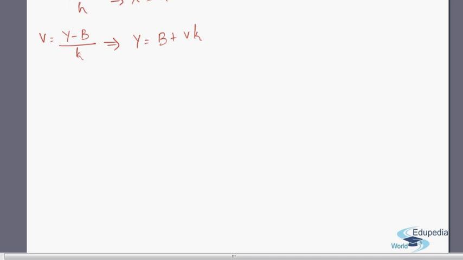In the same way, if I have to find the mean of x, x bar will be equal to a plus u bar h, right? The mean of u multiplied by h, the form remains the same. In the same way, the mean of y will be equal to b plus v bar k. Let me give them numbers for convenience: 1 and 2, this as 3, and this as 4.